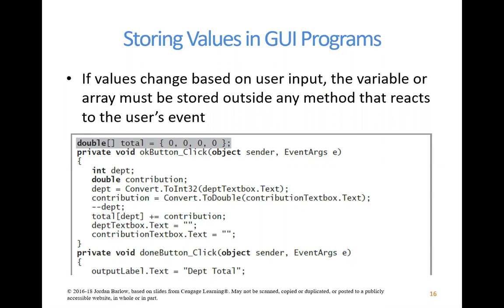So basically what that's saying is, if you want to save some number, let's say, and you want it to change every time the user clicks on the button, then you don't want to create that variable inside of the button method, because otherwise every time the user clicks on the button, it will start over from scratch. And I'll show you what I mean by that in an example.